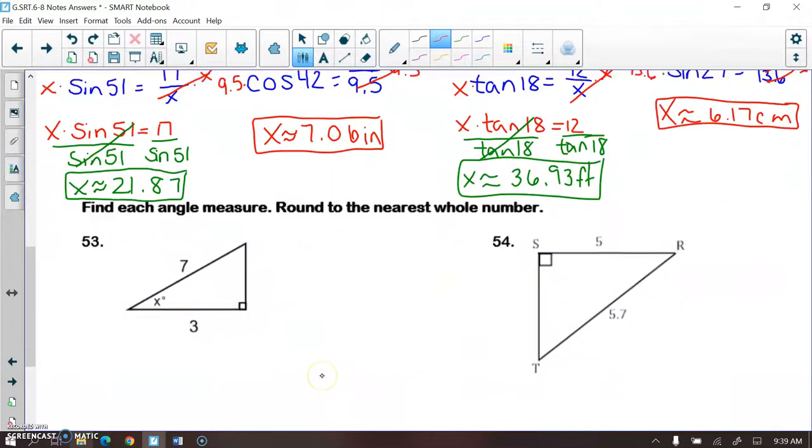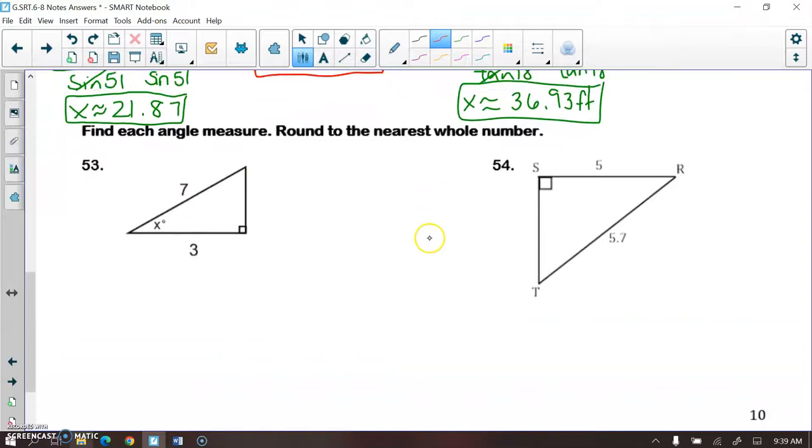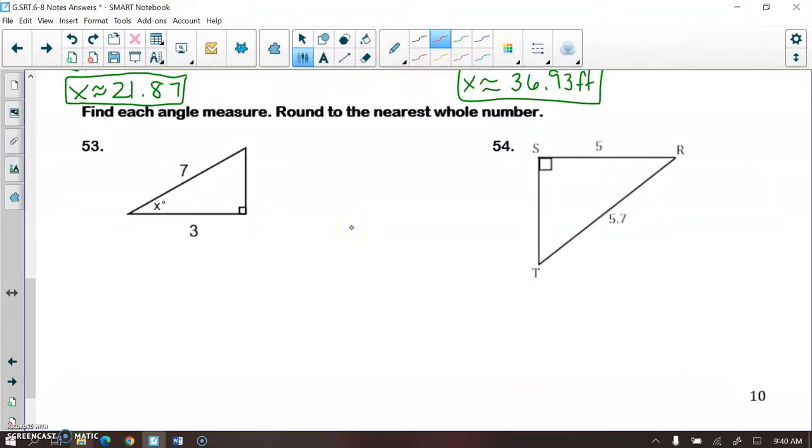All right, for 53 and 54, it says to find the angle measure. We're going to round to the nearest whole number. Remember, if I asked you to solve this right triangle, we could use the Pythagorean theorem to help us find this side. But I didn't ask you to solve the right triangle. I'm asking you to just find the angles. When we find angles, we use the inverse sine, cosine, and tangent.